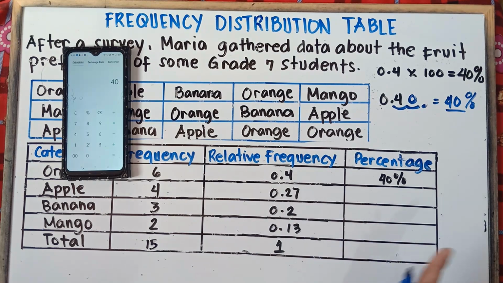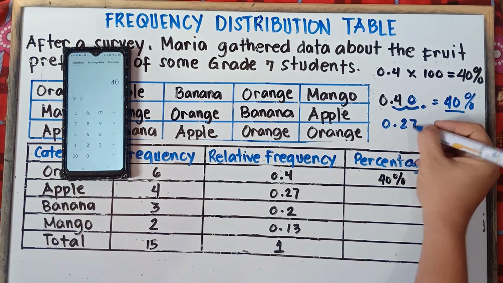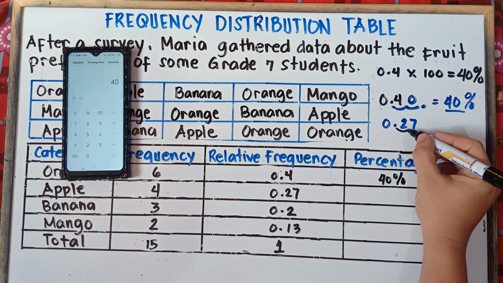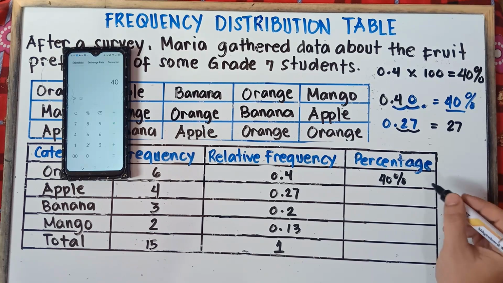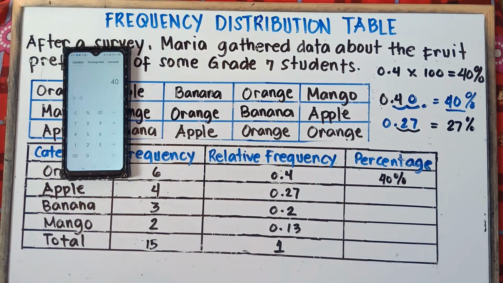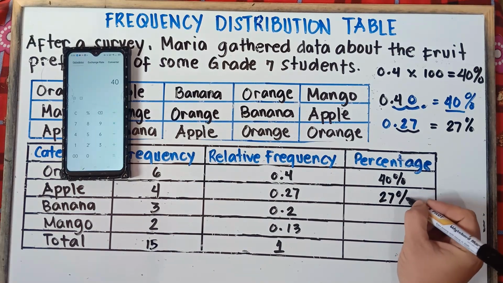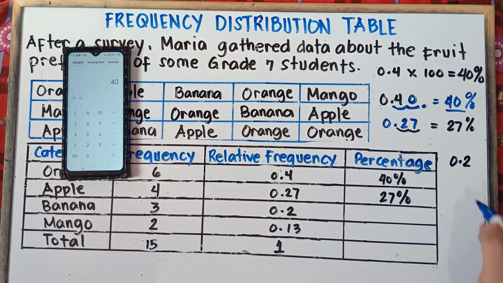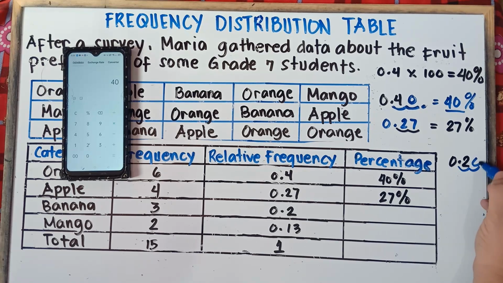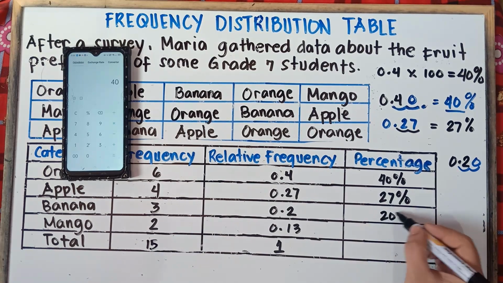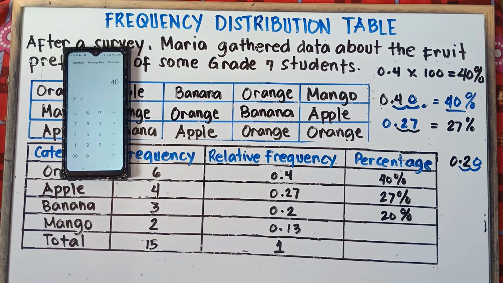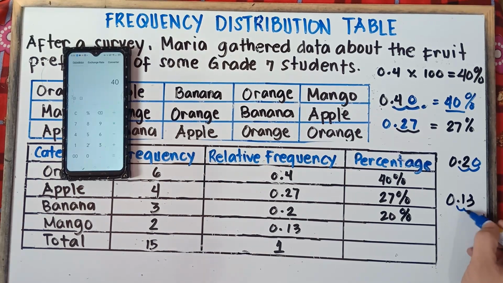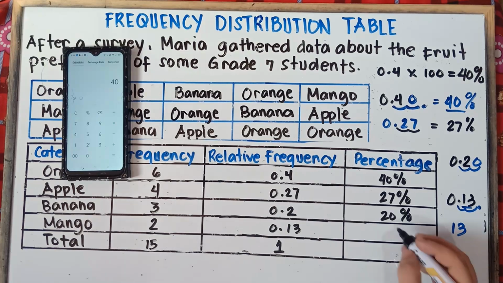Alright, so this one, 0.27, we can move the decimal point left to right twice. 1 and then 2, and the answer is 27. And then do not forget percent. So this is 27%. And then this one, 0.2. Move the decimal point left to right twice, 1 and then 2, and the answer is 20. So 20, do not forget percent. And then this one, 0.13, once again move the decimal point left to right twice, 1 and then 2, and the decimal point will be here, so therefore our answer is 13. So that would be 13%.